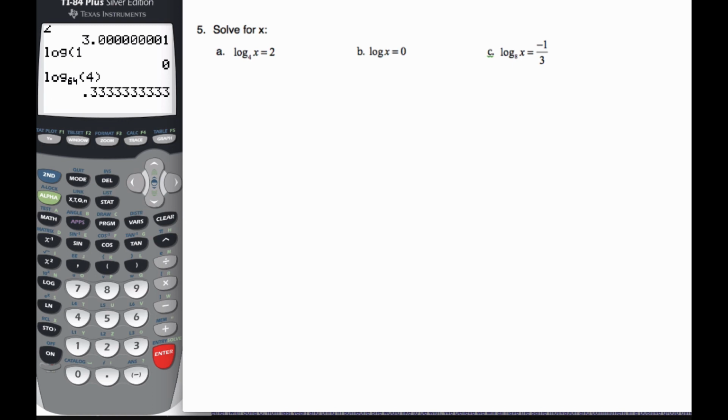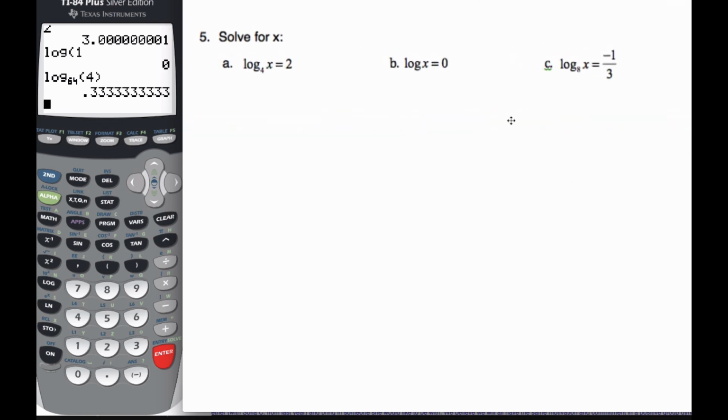And finally, solving for x in these equations here. When we want to solve for x, I just rewrite in exponential form. I'm going to go 4 to the power 2, switch forms, is equal to x. Well, then x is simply 16. In this case, I know there's a 10 here, so it's 10 to the power 0 is equal to x. So 1 is equal to x.